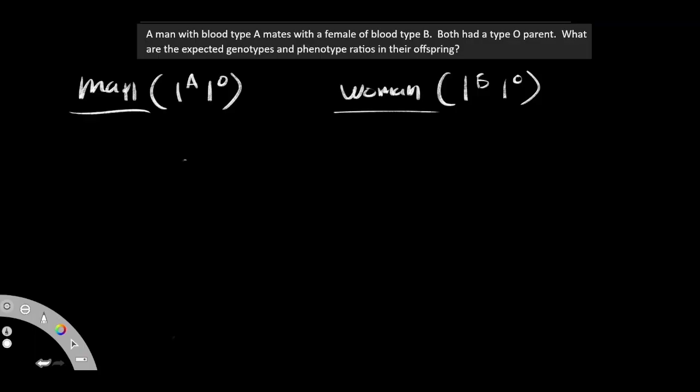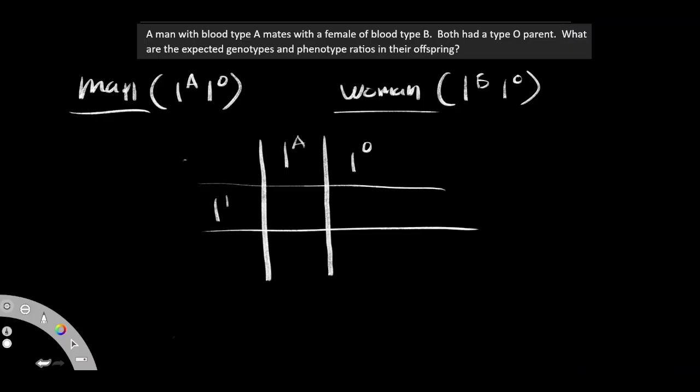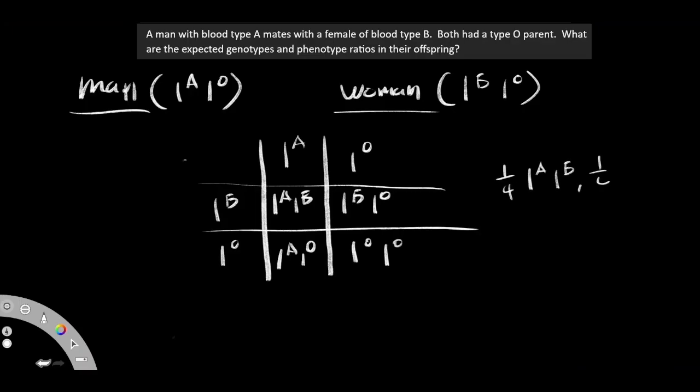So we got to find out the expected genotypes and phenotype ratios of their offspring when they mate. Okay, so let's put another Punnett square over here. We got IAIO and IBIO. So you get IAIB, IBIO, IAIO, and IOIO. 1 out of 4 chance of the offspring being IAIB, 1 out of 4 chance of the offspring being IOIO, and 1/4 chance of the offspring being IAIO, and another 1/4 chance of it being IBIO.